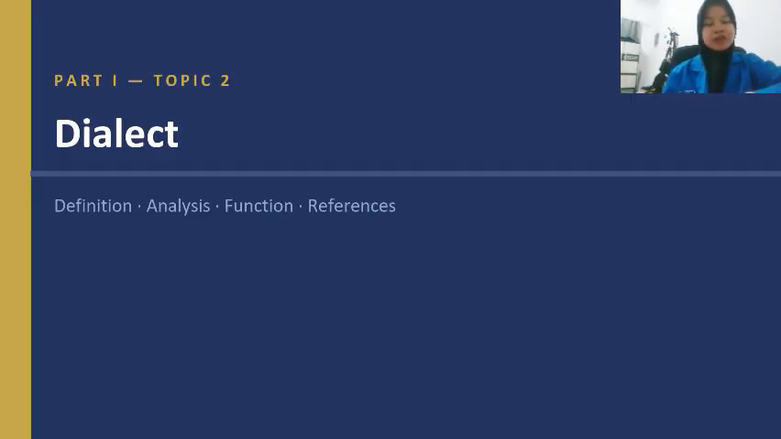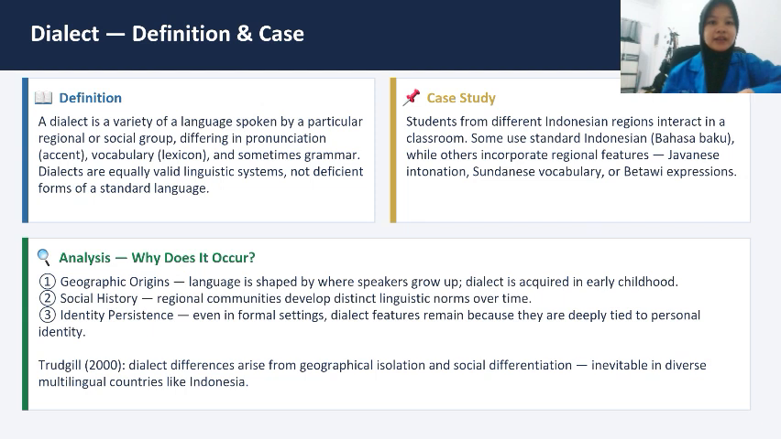Moving on to our next topic, dialect. This is something most of us experience daily, especially in a country as linguistically diverse as Indonesia. Let's look at what dialect is, why variation occurs, and what role it plays in communication. A dialect is a variety of a language spoken by a particular group, typically defined by region, social class, or ethnicity. Dialects differ in pronunciation, vocabulary, and sometimes grammar.